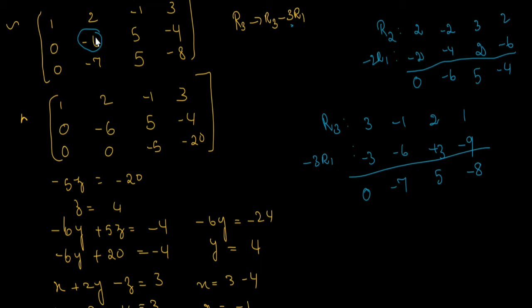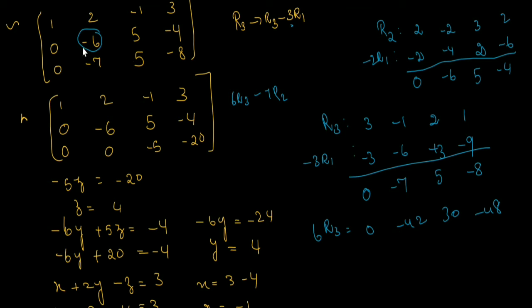Take the LCM of 6 and 7, 42. Multiply this by 7, this by 6. 6 times R3 minus 7 times R2. So 6 times R3. What is 6 times R3? 0 minus 42. Multiplying this by 6. 6 into 5, 30. 6 into minus 8, minus 48.